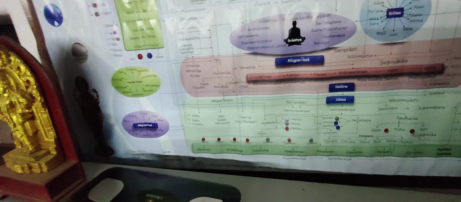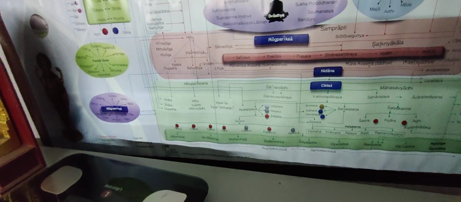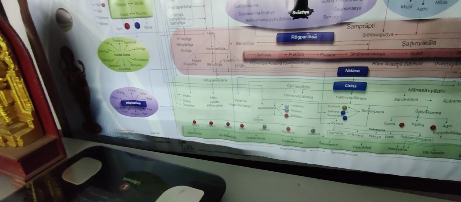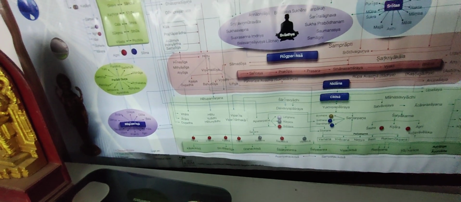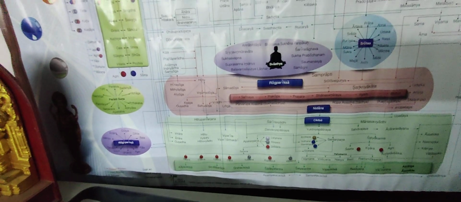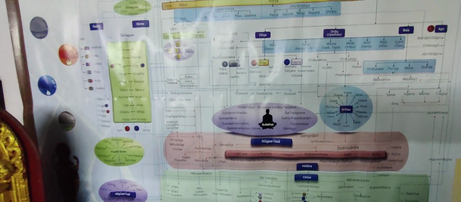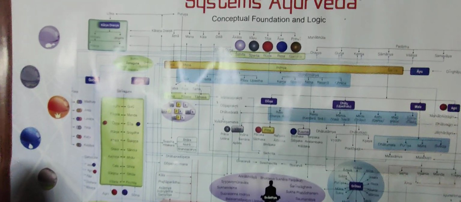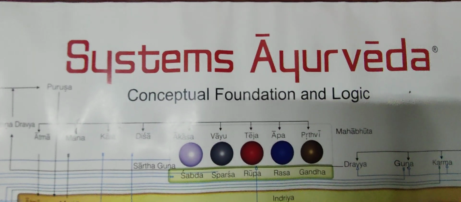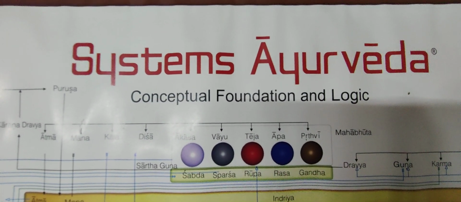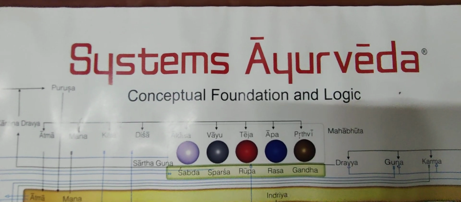So don't think that just by taking some medicines, by looking at the internet or Google, you'll be able to achieve arogya. It's not that way. Ayurveda works in an entirely different way. So this is an attempt to provide awareness about Systems Ayurveda, how actually Ayurveda works. Thank you.